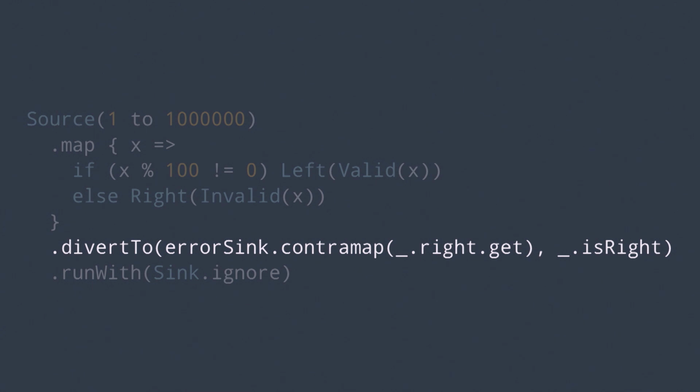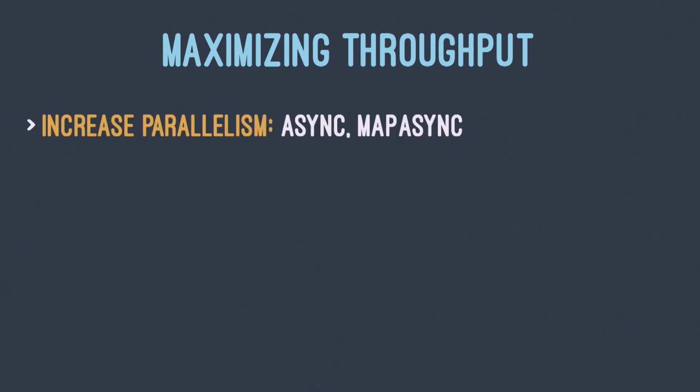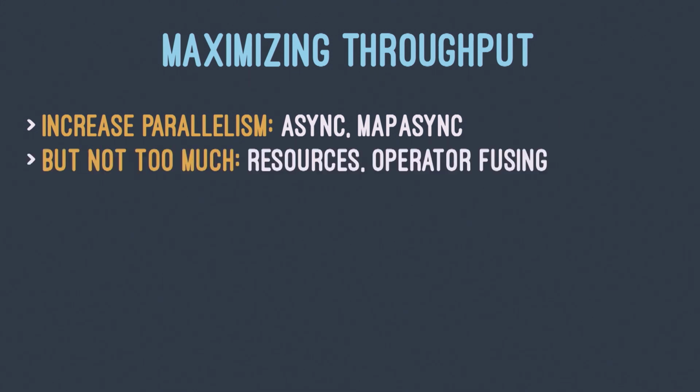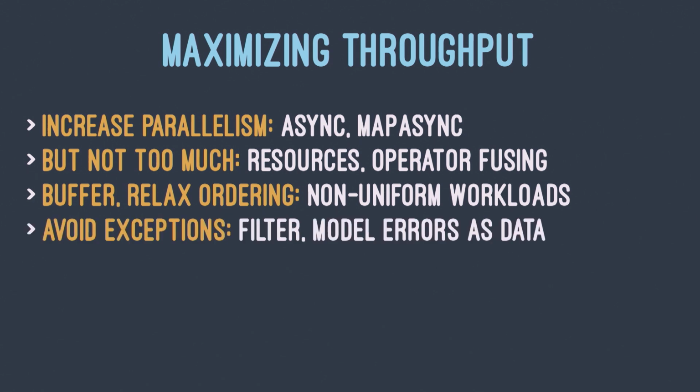Okay, to summarize maximizing the throughput of an individual stream, you want to increase parallelism, and the tools for doing that are async and MAPASYNC. But you don't want to necessarily increase it too much. Be cognizant of your resources and how you're using them, and then operator fusing is there for a reason. Don't necessarily destroy that performance benefit. For non-uniform workloads, you can insert buffers, and you can also relax ordering in some situations to improve performance. And definitely avoid exceptions, either use filtering or model errors as data.